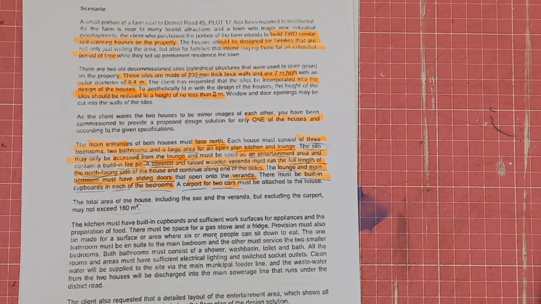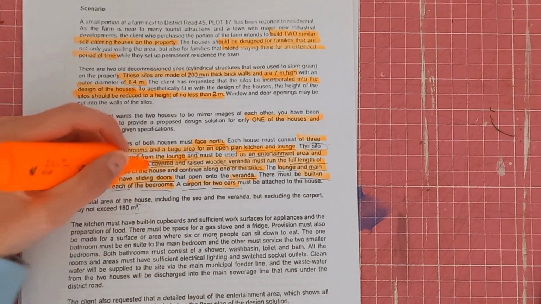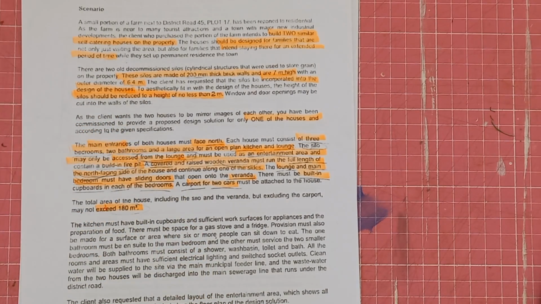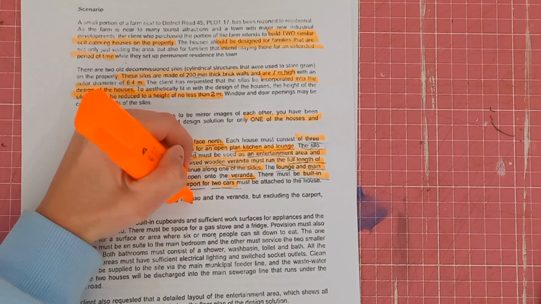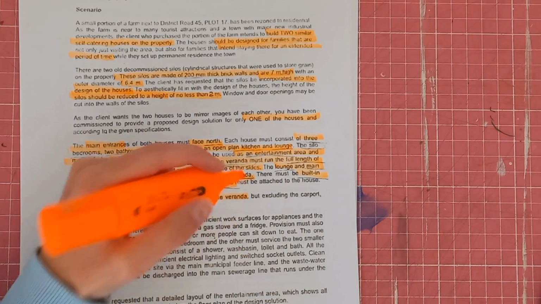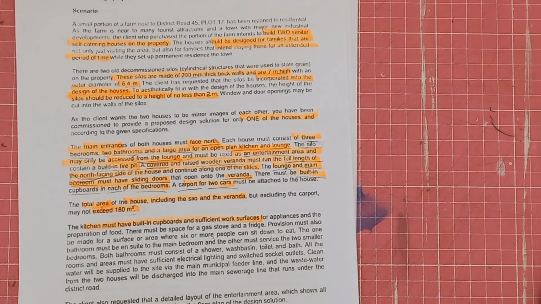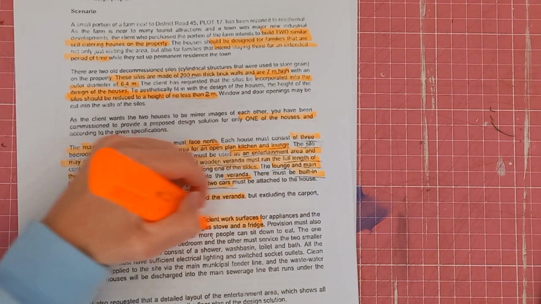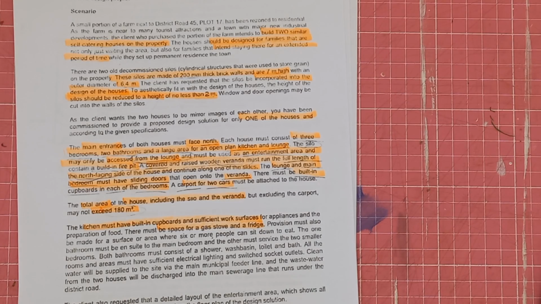The total area of the house, including the silo and the veranda, but excluding the carport, may not exceed 180 meters squared. So you can just quickly highlight house, silo, and veranda. The kitchen must have built-in cupboards and sufficient work surfaces. There must be space for a gas stove and a fridge. You can just put a highlight over there.